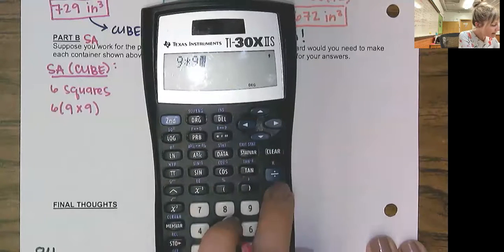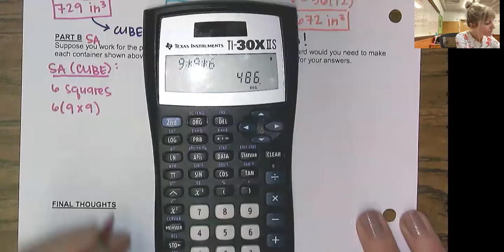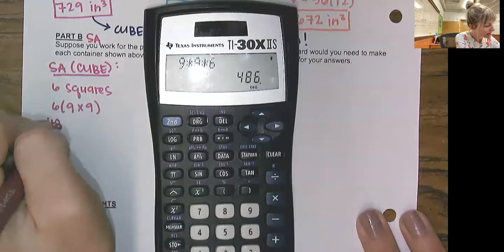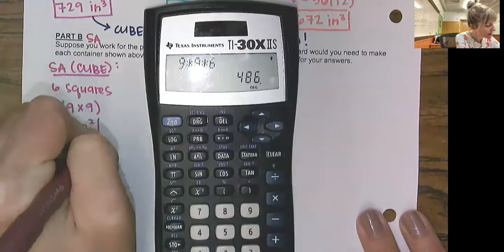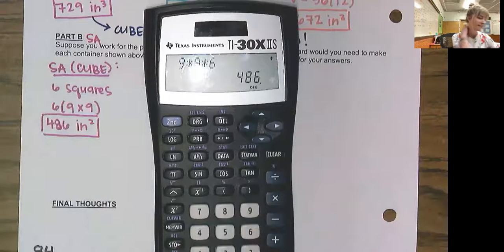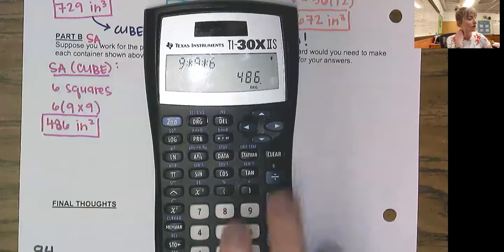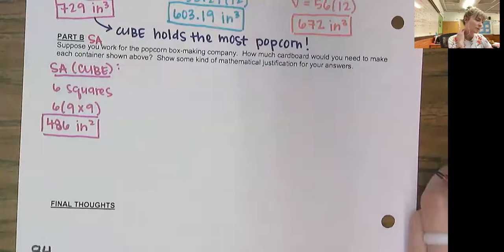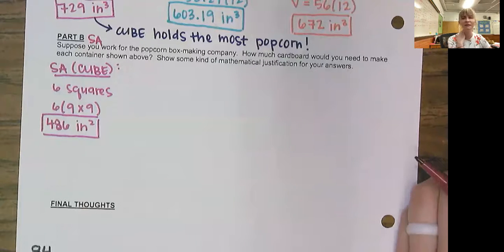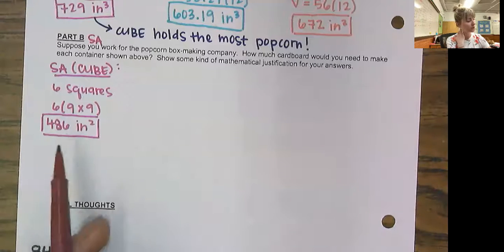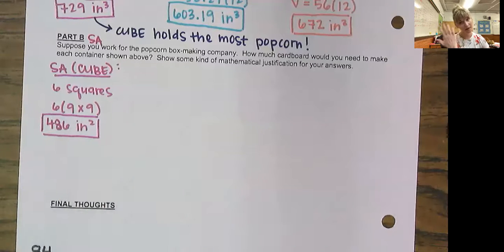So 9 times 9 is 81 times 6 is 486. And this is now square inches. So 486 square inches of cardboard to make that popcorn box. And of course, that is assuming that there's a lid on it, which there might not be. And if there wasn't, wouldn't we just do 5 squares? So that could change things a little bit. And that actually has a name, it's called lateral area, which is a little different. Okay, but we're not gonna worry about that right now. We're just gonna say all these boxes do have a lid.